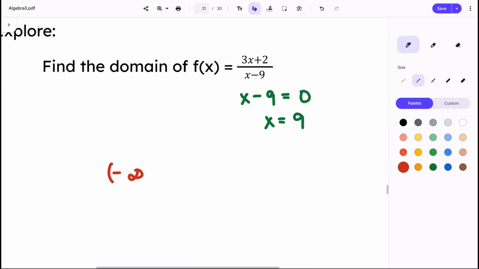And again, we always have parentheses around negative infinity because we can't really define what infinity is, because it goes on forever and ever. And it could go up to 9, but it can't equal 9, so it has to have parentheses. And then I would write union. How would I write the other side? Yeah, 9 to positive infinity. Because again, I can't have 9, but I could have like 9.1 or 9.2, and then I could even go all the way up to infinity. I could put in 100 or 1,000 or 1,000,000 for x.